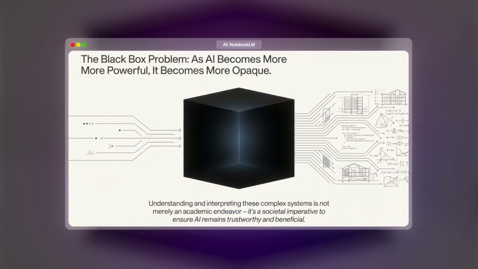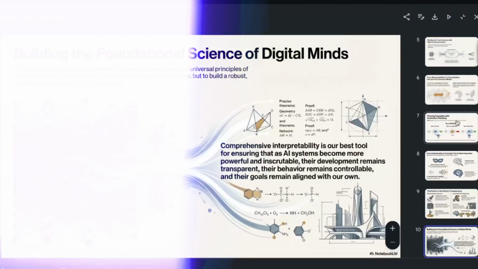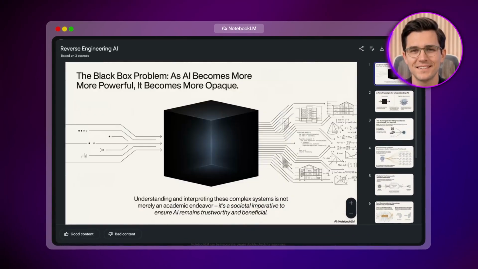Slide 1 introduces the topic. Slide 2 breaks down the three main approaches. Each slide explores one approach in detail with visuals that illustrate the key concepts. This is presentation-ready output that would normally take several hours to build manually, generated in minutes from your sources.